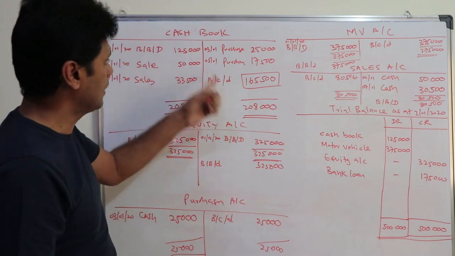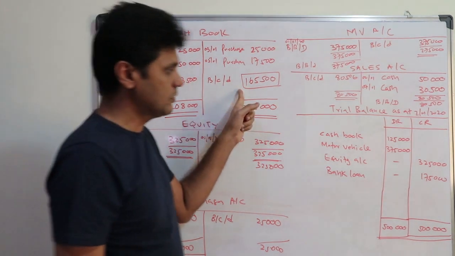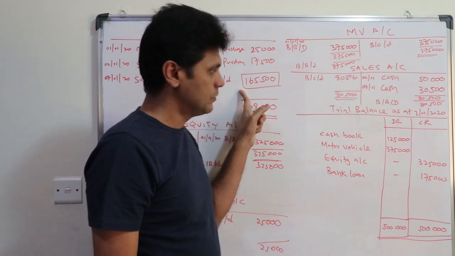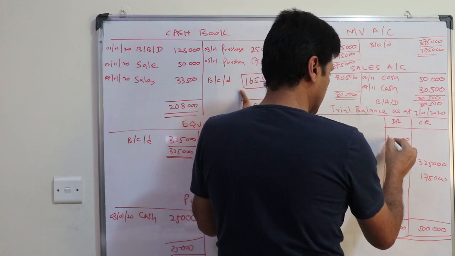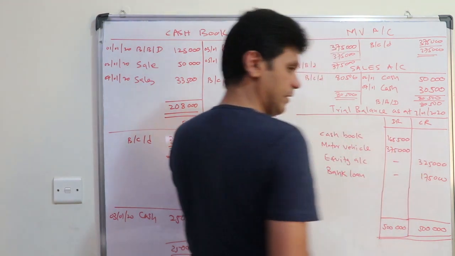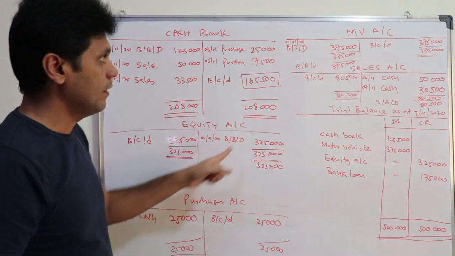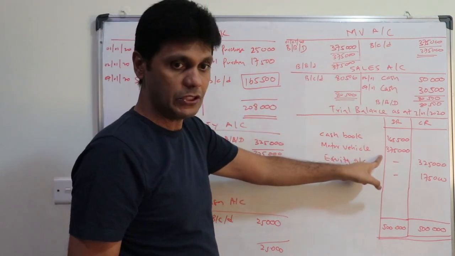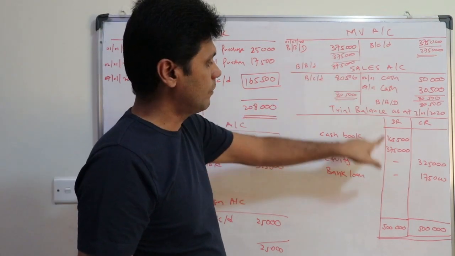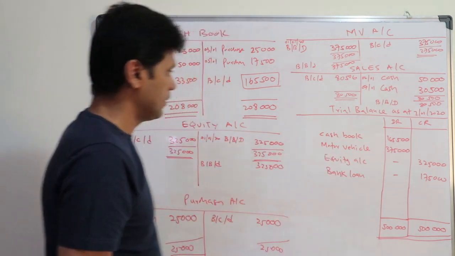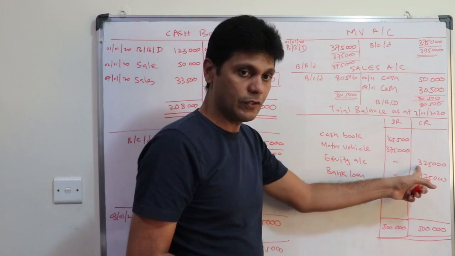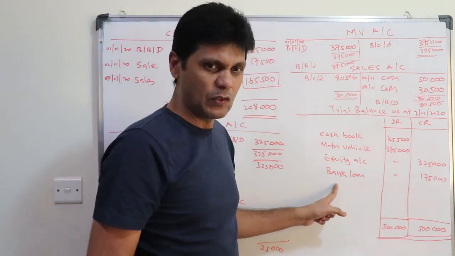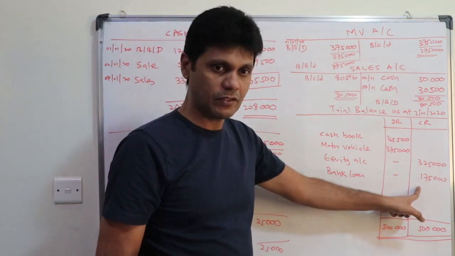So what is the cash book balance? 165,500. So we will replace this with 165,500. Then we have the motor vehicle account, there is no change, 375,000. Then we had the equity account, no change, 325,000. We had the bank loan also, no change, 175,000.